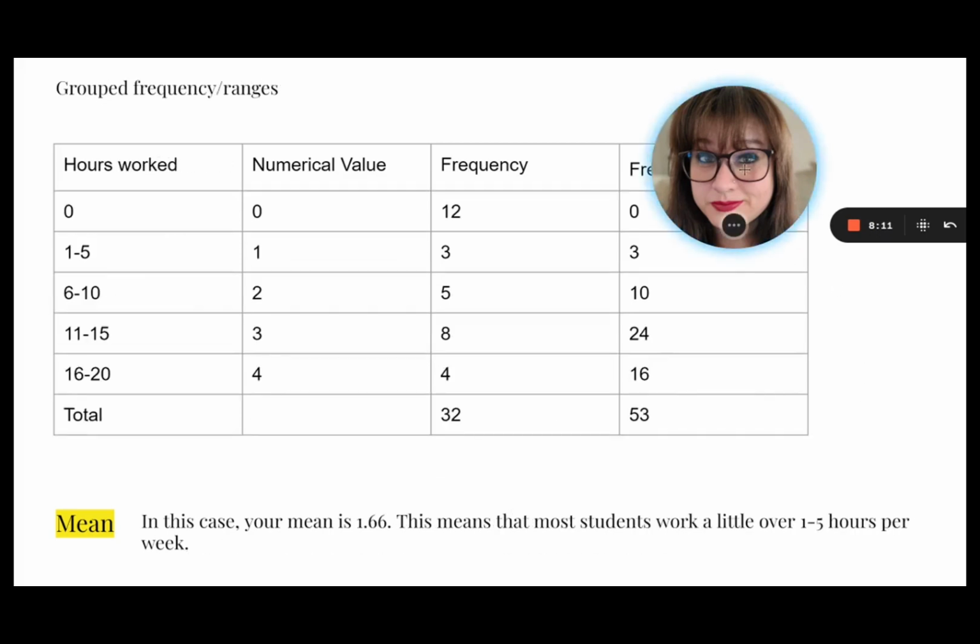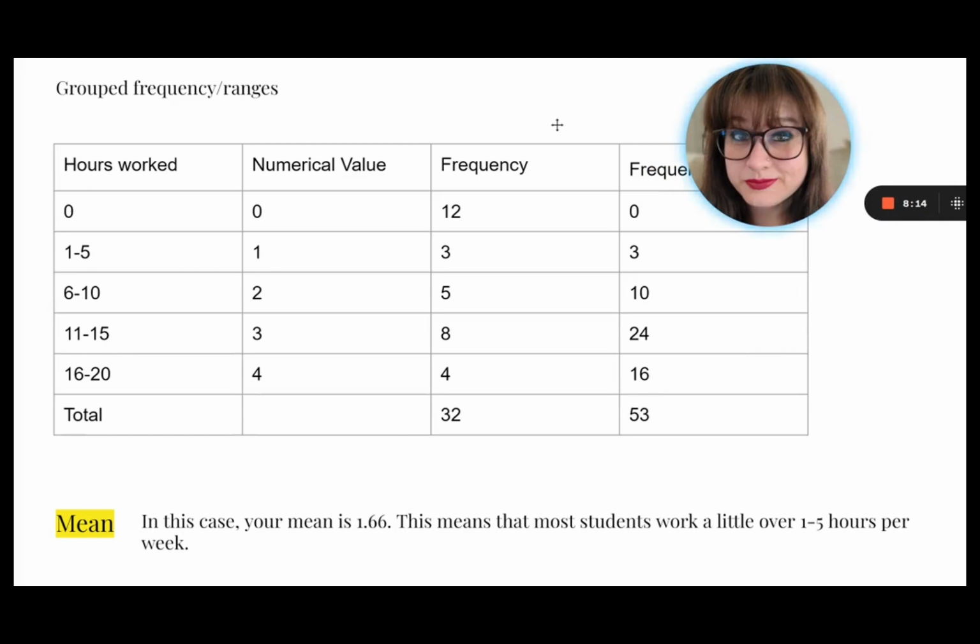Sometimes you're going to have grouped things too, or frequency ranges. For a lot of you, these are things like hours worked or credits. Similarly, on the left side, hours worked: 0, 1 through 5, 6 through 10, 11 through 15, 16 through 20. You assign a numerical value to that as well, because you're not calculating this on its own. This is also good practice because if you do a quantitative reasoning class where you have to do additional statistical analysis, understanding how you assign a numerical value is important. Then you include your frequency, which in this case comes to 32.